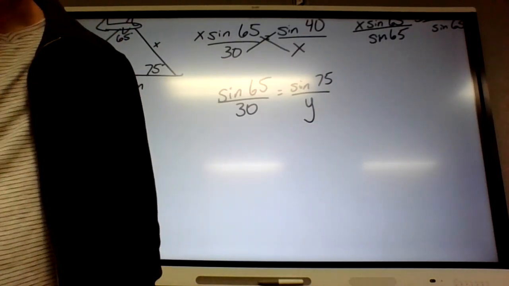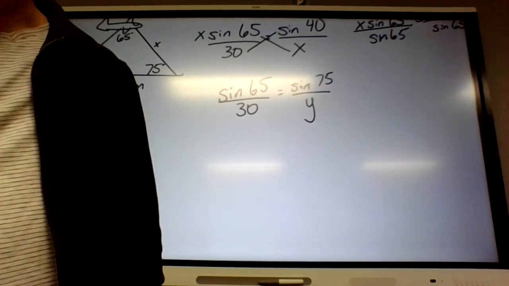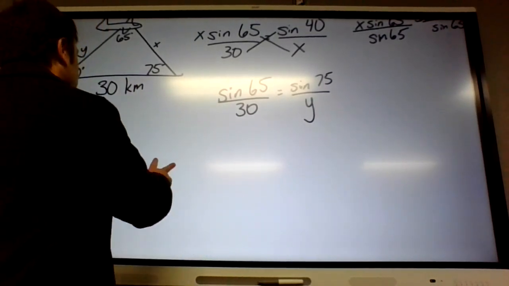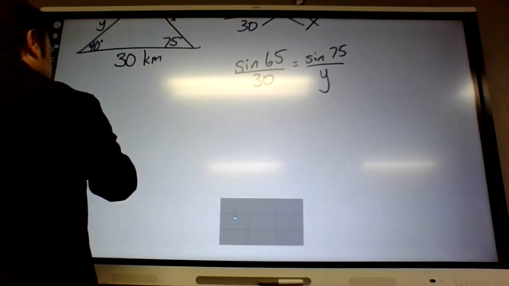Number 7. A triangle has side lengths 5, 8, and 10. What's the largest angle? Did we do this like yesterday or something?